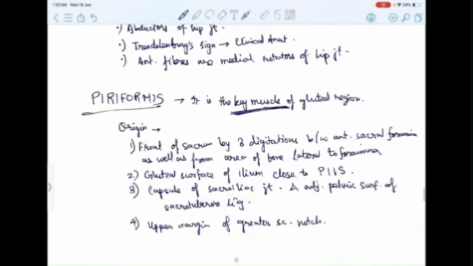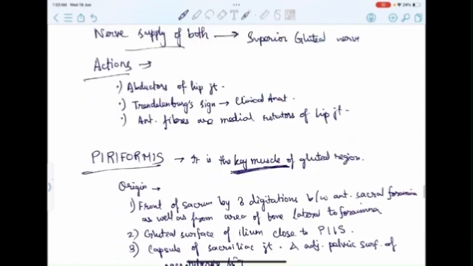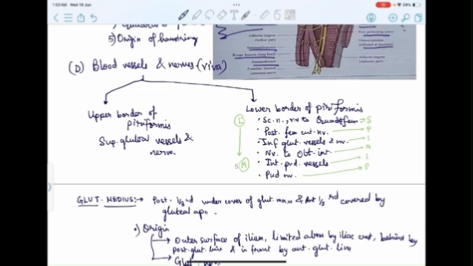Now, while writing this part, regarding the greater sciatic notch, remember one thing: it can come as a viva point. The greater sciatic notch and the lesser sciatic notch are converted by the sacrotuberous ligament into the greater sciatic foramen and the lesser sciatic foramen. So these structures usually exit through the greater sciatic foramen and enter through the lesser sciatic foramen.